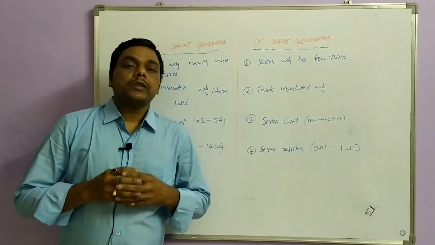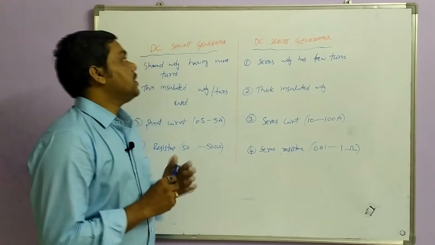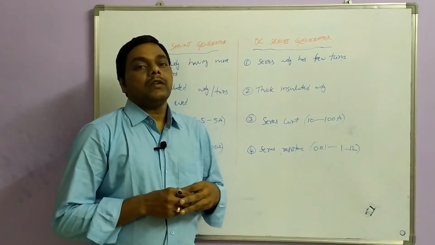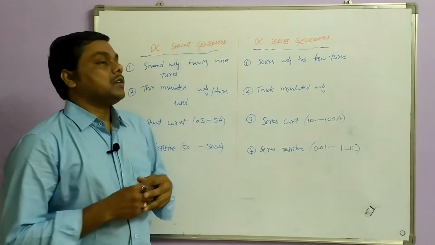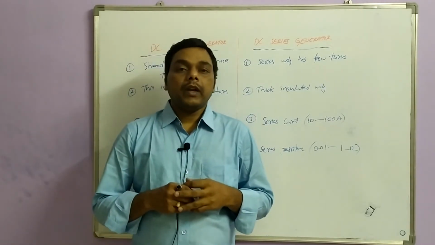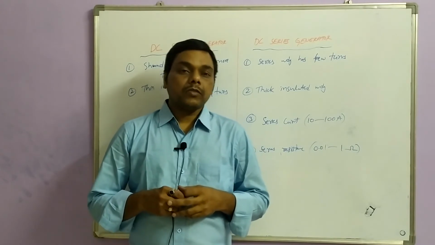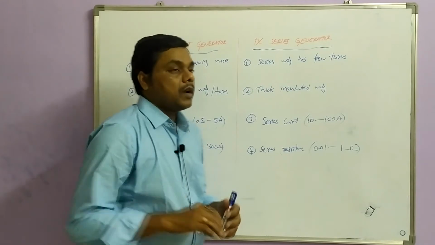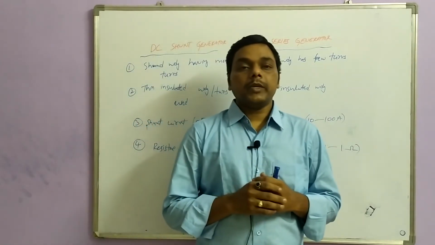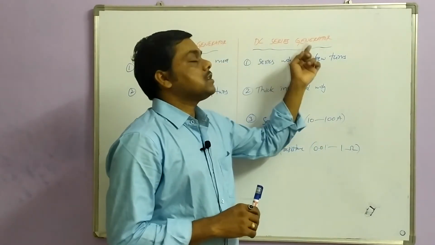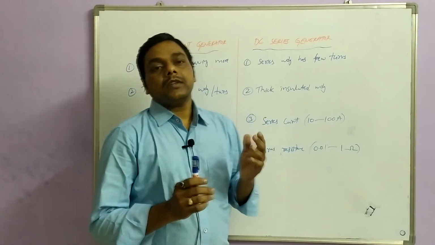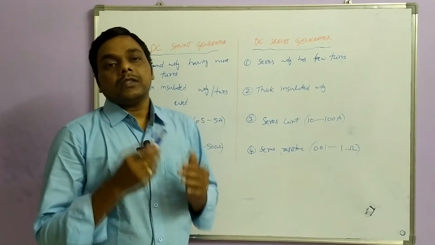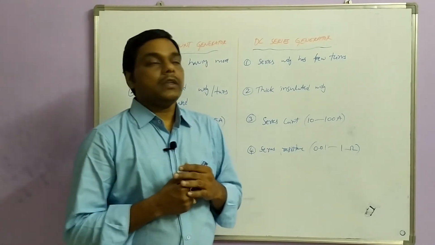Now we are going to discuss the difference between a shunt generator and a series generator. In a shunt generator, the field winding is connected across the armature, whereas when the field winding is connected in series with the armature, it is called a series generator. Now what is the difference between these two in terms of the series winding and shunt winding?